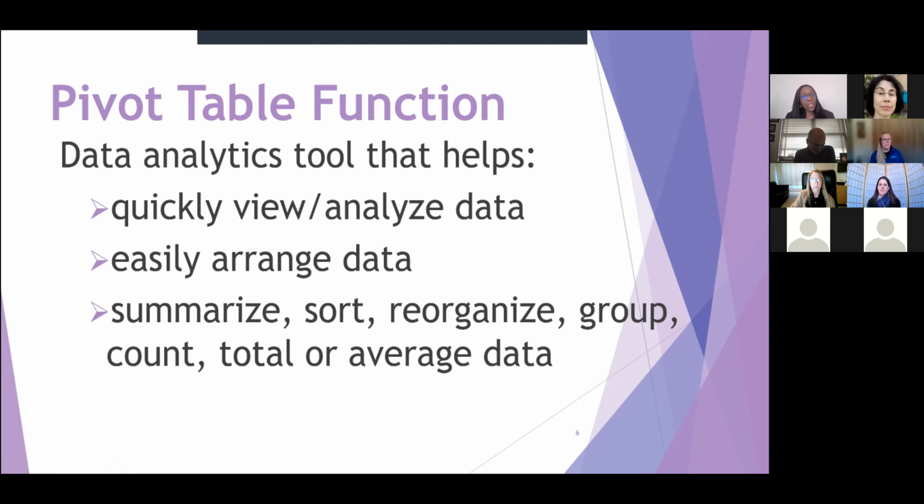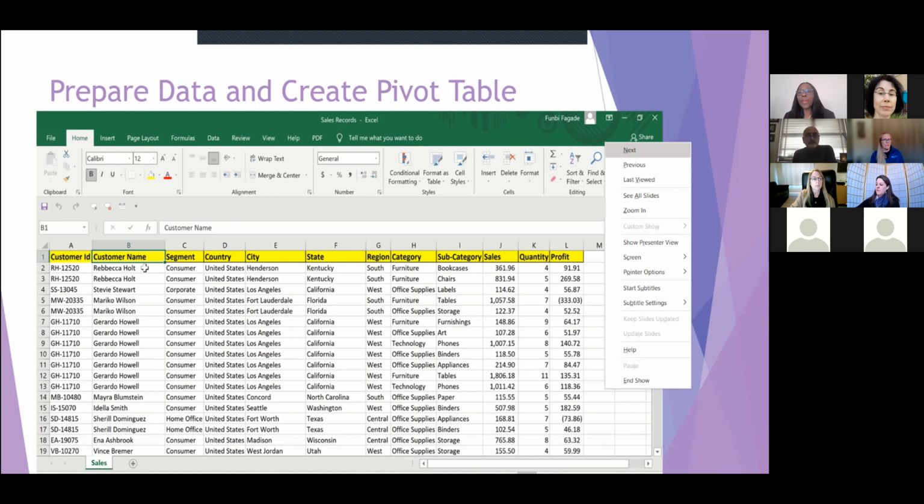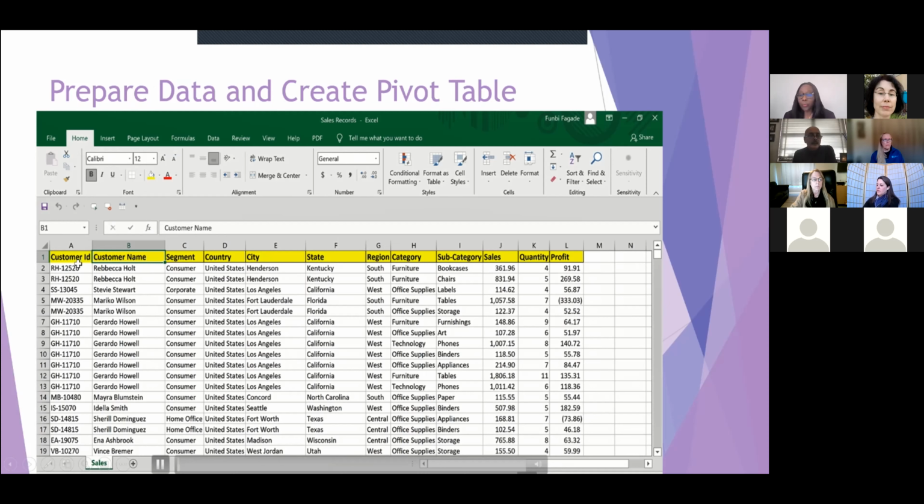How do we get our data ready? How do we come up with the pivot chart? Right. So we're going to do this right now. So we have a total number of, let's see how many records, how many rows we're looking at.